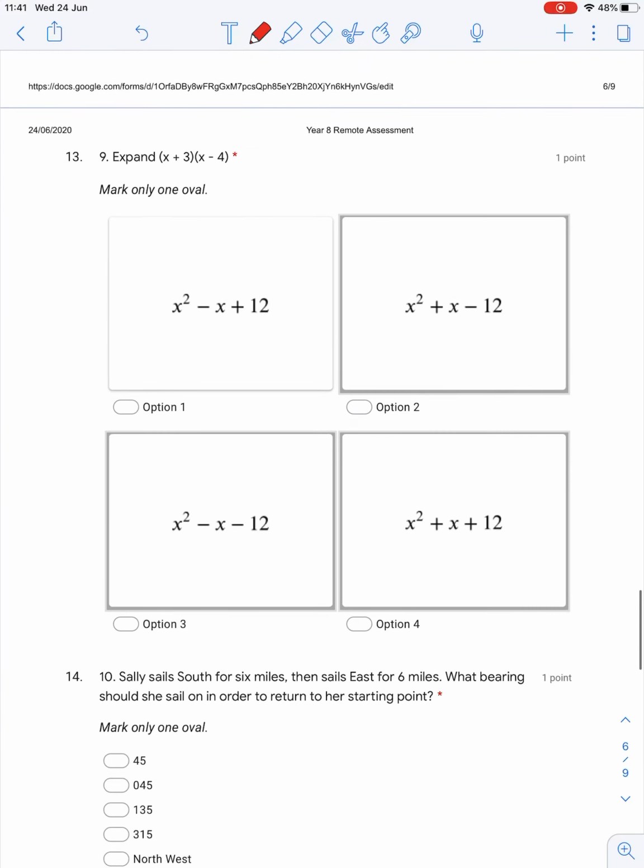We're nearly there. Expand x plus 3 times x minus 4. Well, I'm going to get x squared minus 4x plus 3x minus 12. And those two in the middle combine to make minus x. So I think it's this one down here.